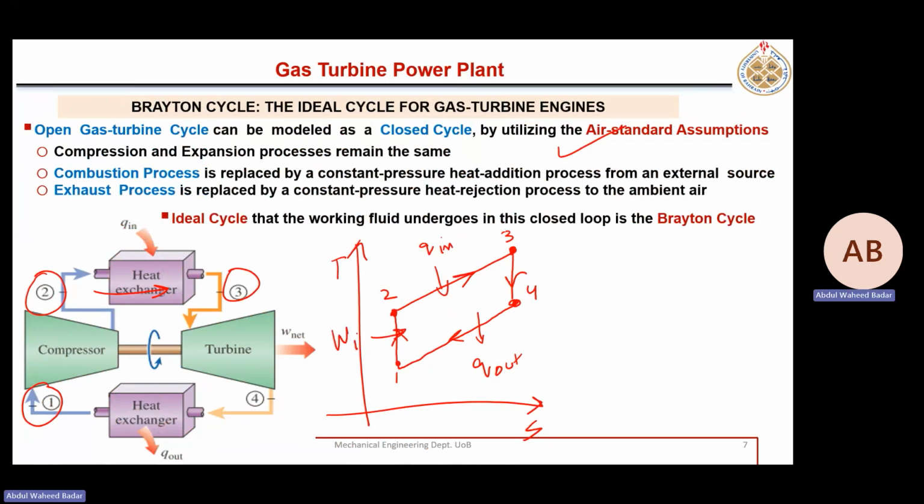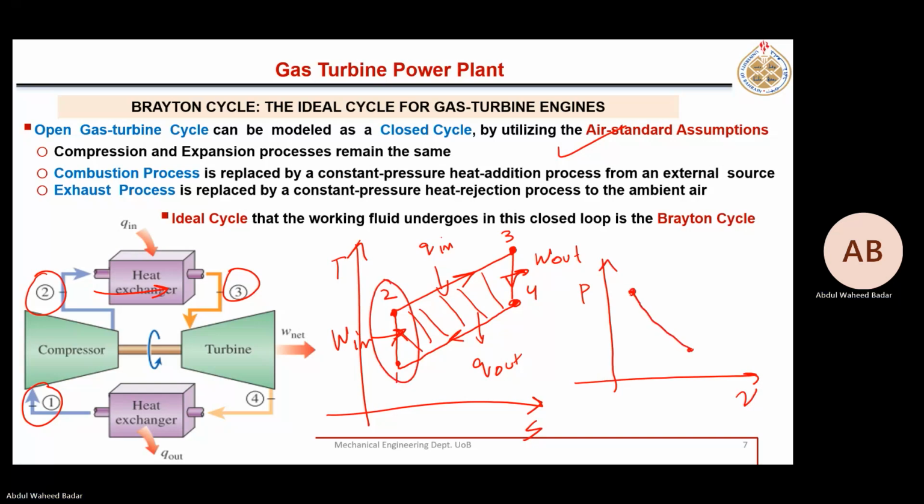This is representing work in, this is representing work out. Q in minus Q out, that represents network output. Same we can also show on the PV diagram because here the work of the compressor is quite a lot. So PV, let's show it also on PV. Now the same 1 to 2 on PV, because pressure and volume both are changing. This is compression, pressure is increased, volume is dropped.